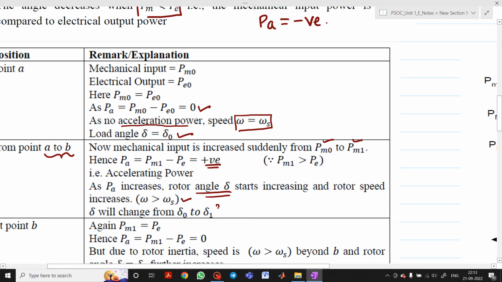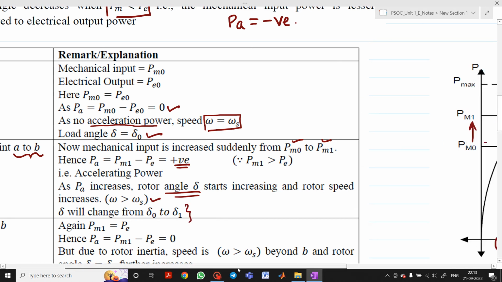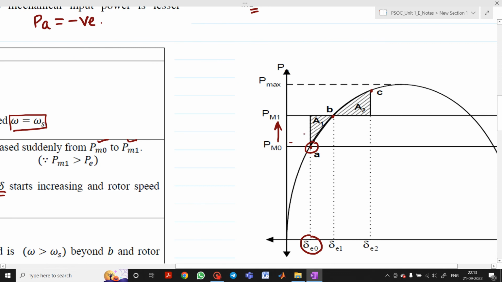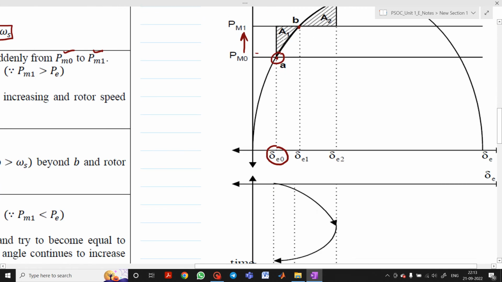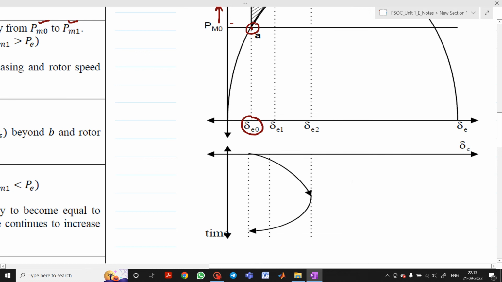Now because of that, here the load angle delta will change from delta 0 to delta 1. So that's why if you observe from in between A to B, your delta will start increasing. Again, this is shown here in this diagram. Now whatever diagram which is shown here below, this will be your delta and this will be your time. So this is nothing but your swing curve.